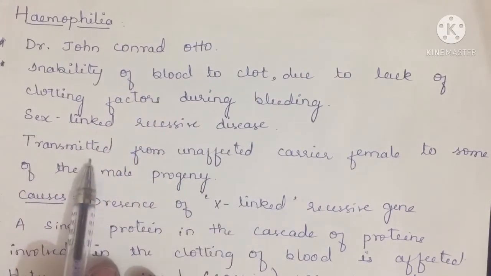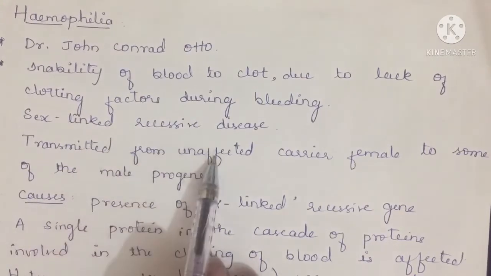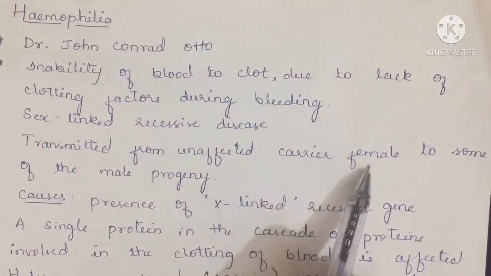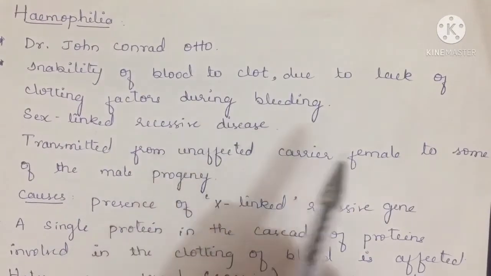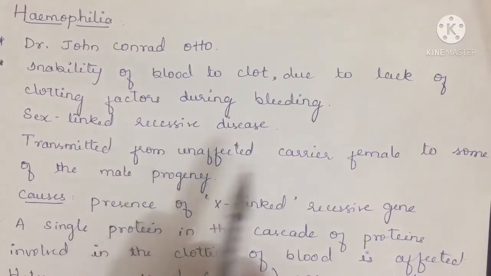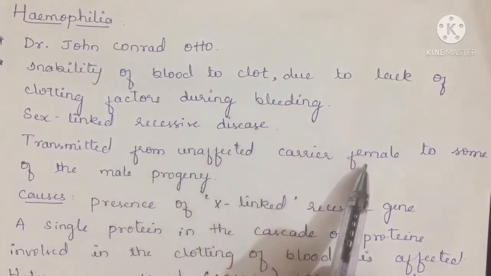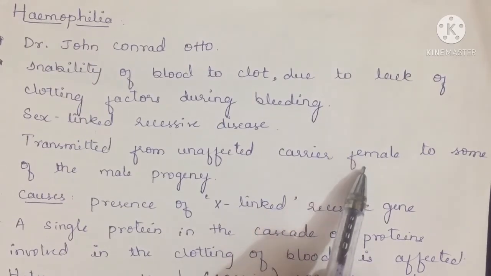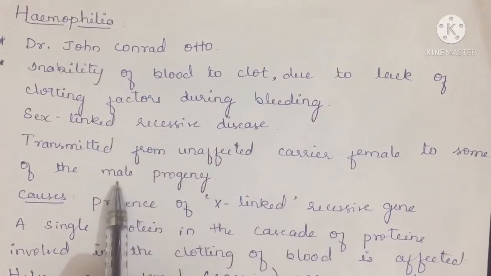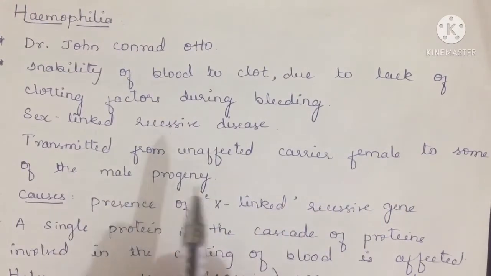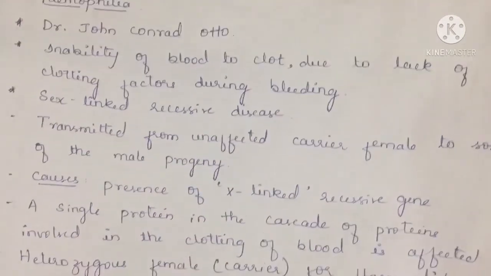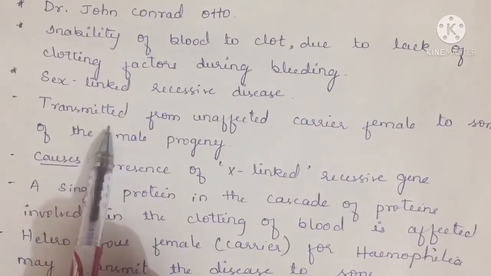So it is transmitted, hemophilia is transmitted from an unaffected carrier female to some of the male progeny, which means this disease is transferred from female to male. In short, female to male. Female won't express this disease. Female is not showing this disease. Female will be normal, whereas male will be showing this disease. Why so? Later I shall let you know. Okay, then this is the mode of transmission.